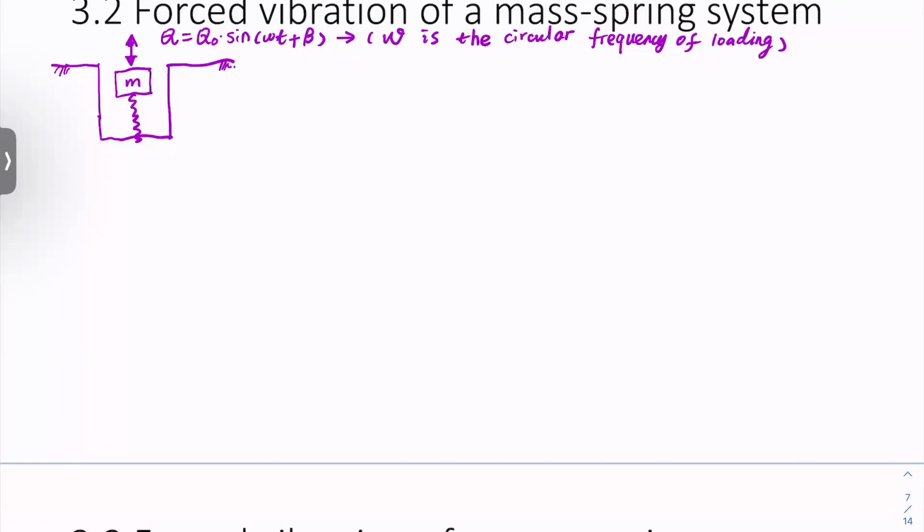Anyway, again, that's the reason why we're going to have that. So I'm going to get the governing equations for this. Very similar, but we don't have that annoying dashpot. So we will only have the spring, the acceleration, and the external force, sine omega t plus beta. If you have the dashpot, you will have another force, because the dashpot has that c value, and c times the velocity is the force.